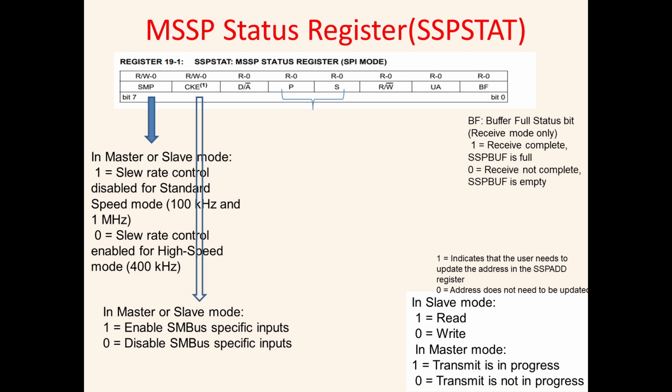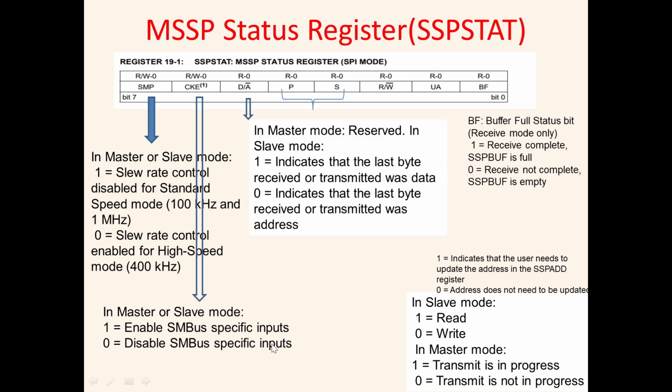Next bit under this is CKE, which is the SMBus select bit. In master or slave mode you can utilize this. When you set this to 1, your SMBus will be given specific inputs, whereas if you set this to 0, it will simply disable the SMBus specific inputs.